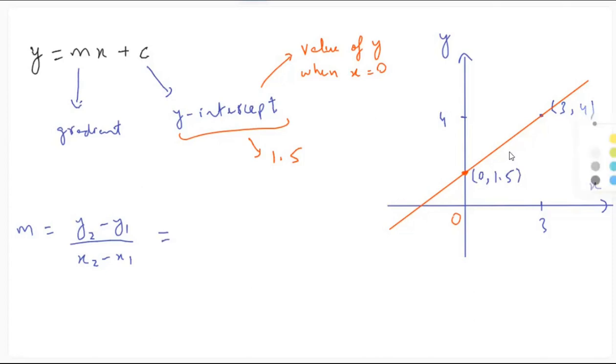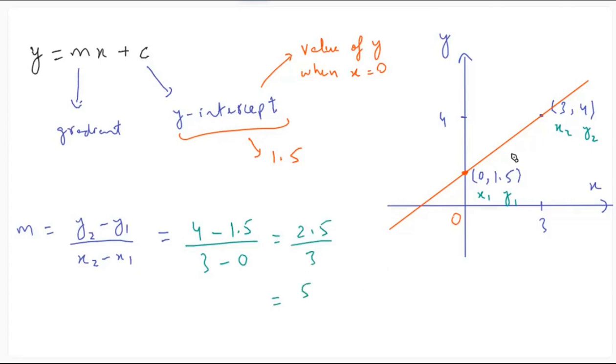हम किसी को भी एक को x1 y1 कर लेते हैं, किसी को भी हम x2 y2 कर लेते हैं. So let's say this is x1 y1, this is x2 y2. Okay, so we input values. y2 is 4, y1 is 1.5, x2 is 3, and x1 is 0. Okay, यहाँ से हमारे पास आएगा 2.5 over 3, or that's the same thing as saying 5 over 6. That is the gradient that we have.